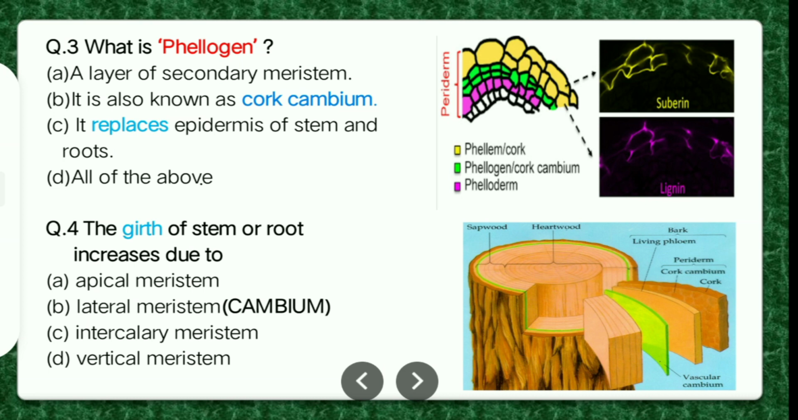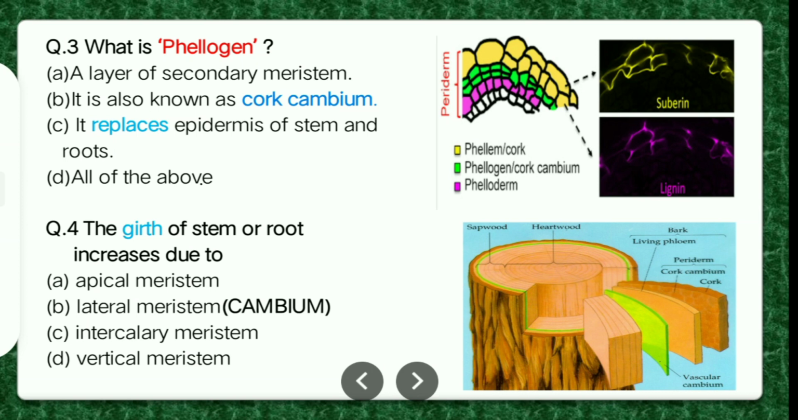Here you can find the layers. The first yellow one is the phellem, that is called cork. The green one is the Phellogen, that is called cork cambium. The pink one is the Phelloderm, and these 3 layers come under periderm. So this periderm replaces the epidermis.